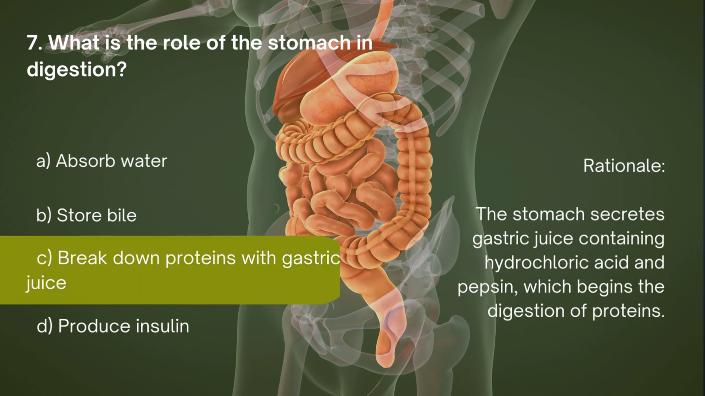Rationale. The stomach secretes gastric juice containing hydrochloric acid and pepsin, which begins the digestion of proteins.